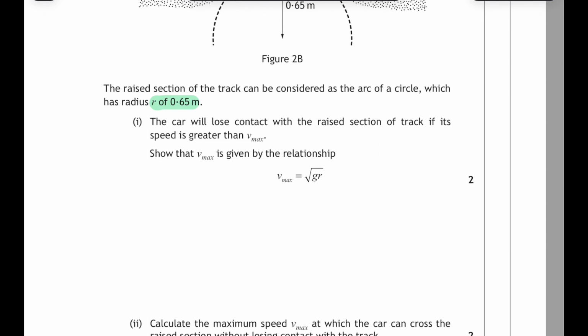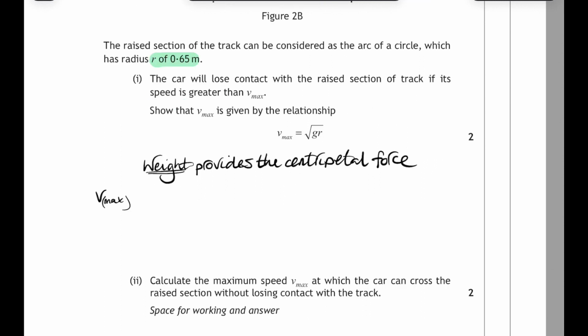Now that relationship is not on your relationship sheet, so we're going to have to derive it from the fact that it's the weight of the car that provides the required centripetal force. So if the car's going really slowly, then the weight of the car will be greater than the required centripetal force. And the maximum velocity will happen when the weight of the car is equal to the required centripetal force. So mg equals mv squared over r. Now m will be the same on both sides, so it will cancel out, and then all we have to do is rearrange for v.